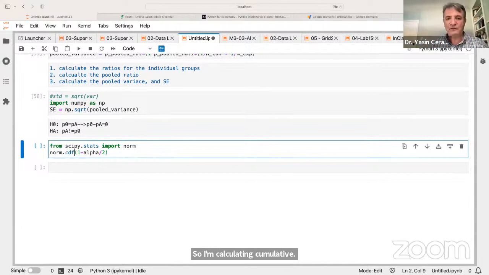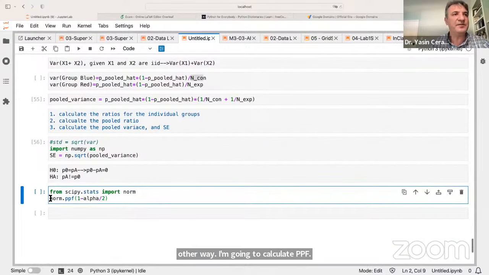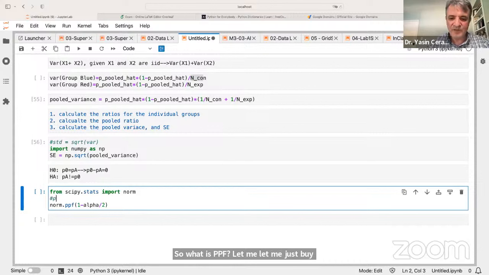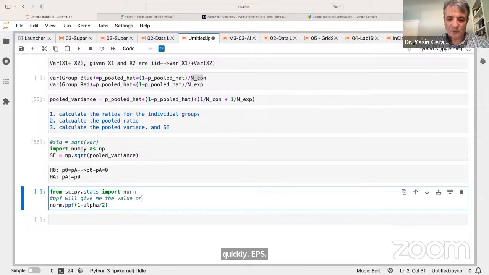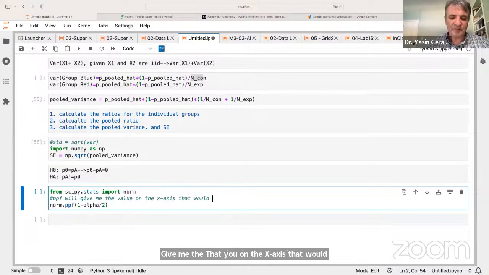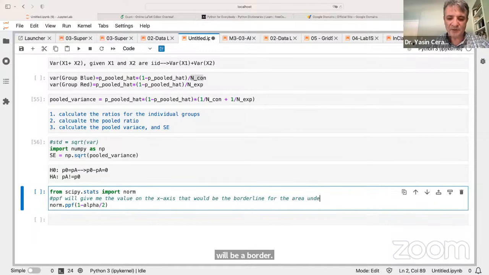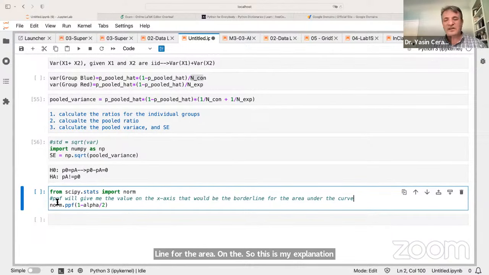So norm dot, I'm calculating the cumulative distribution function of 1 minus... I'm sorry, not cumulative. Cumulative distribution is going to give me the other way. I'm going to calculate PPF. So what is PPF? Let me just write it here very quickly. PPF will give me the value on the x-axis that would be the borderline for the area under the curve. So this is my explanation to myself of what PPF gives me.